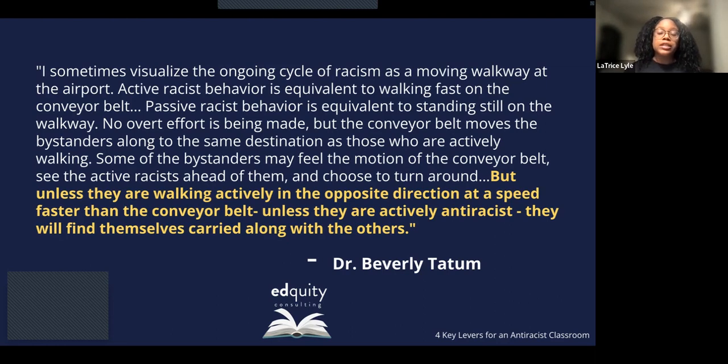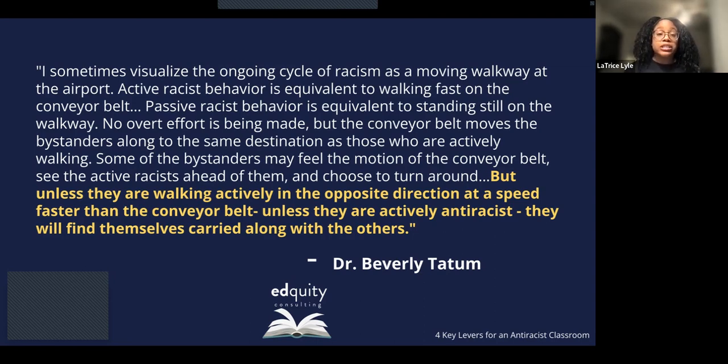So imagine that you are on that moving walkway, and that walkway is constantly pulling us in the direction of white supremacy culture. It's pulling us in a direction of the status quo. And we know that in order to reach the outcomes that we want to see happen in education, we have to disrupt that status quo.